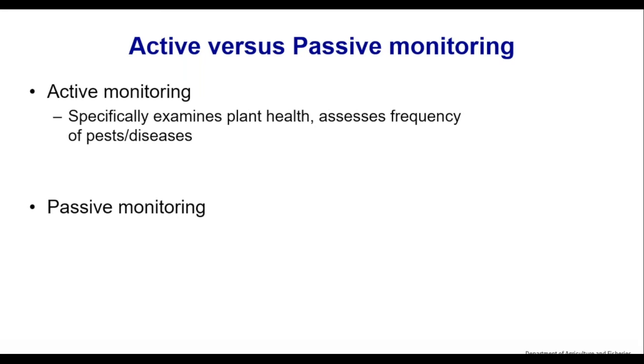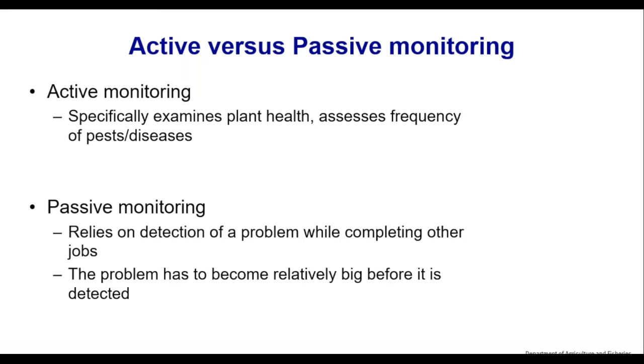Whereas passive monitoring, it's also helpful. It relies on the detection of a problem while completing other jobs. So that's your staff there. They're doing weeding. They are moving plants around. They're potting up. They are picking plants for dispatch. This is valuable information that you want to tie into, because the more people that you have looking, the better.